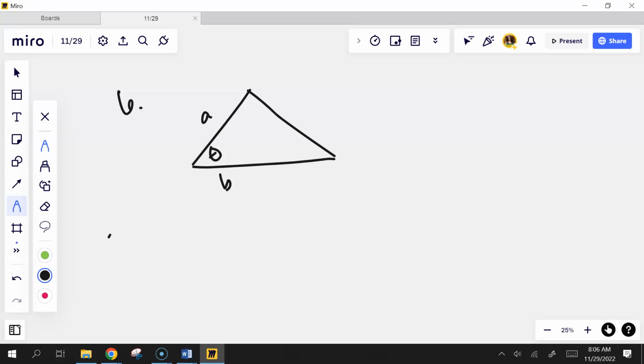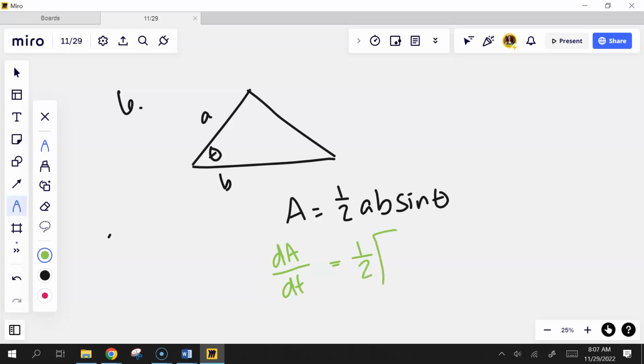Then the area of the triangle is A equals, this by the way is the law of sines. I don't think we got to this in pre-cal. How is dA/dt related to dA/dt, dB/dt, d theta/dt? So in other words, let's just take the derivative with respect to t. So dA/dt, I would pull this 1/2 out.